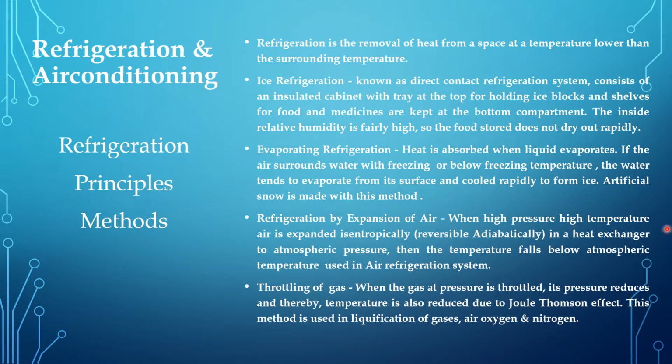When high pressure, high temperature air is expanded isentropically, that is a reversible adiabatic process, in a heat exchanger to atmospheric pressure, then the temperature falls below atmospheric temperature. This is used in air refrigeration system. Then the throttling of gas. When the gas at high pressure is throttled, its pressure reduces and thereby temperature is also reduced due to Joule-Thomson effect. This method is used in liquefaction of gases in oxygen plant and liquid nitrogen and liquid oxygen production plant.